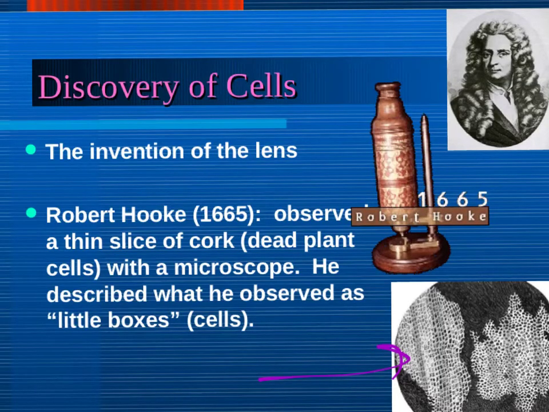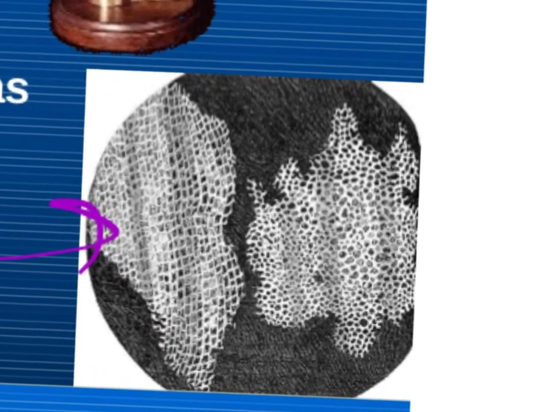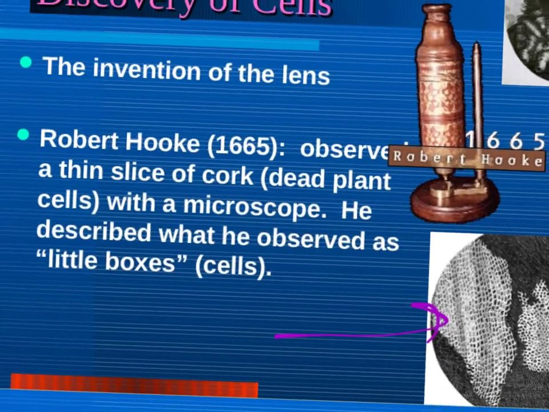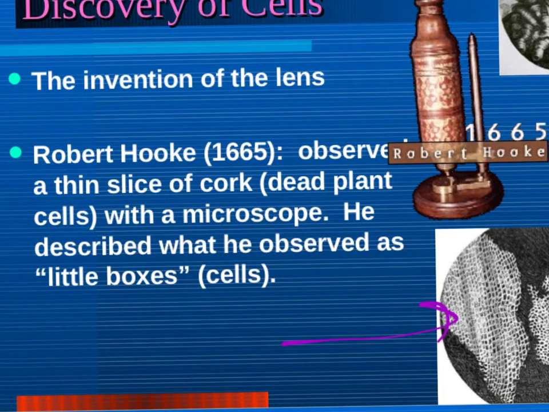Cells were actually discovered by a scientist named Robert Hooke. In 1665, Robert Hooke observed a thin slice of cork. If you look in the picture over here, these are actual cork cells in a small layer. You see how they're box-like structures? That's because they have cell walls. He described these little boxes as like cells in a monastery. He was working with monasteries, and they have little box-like cells in a church.